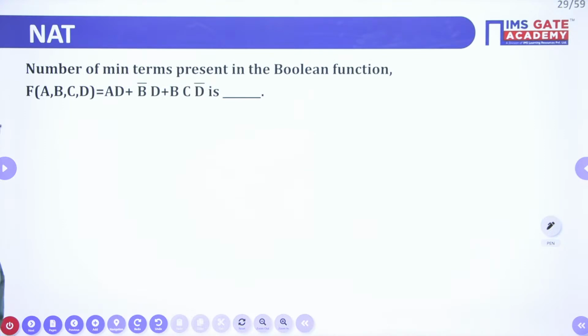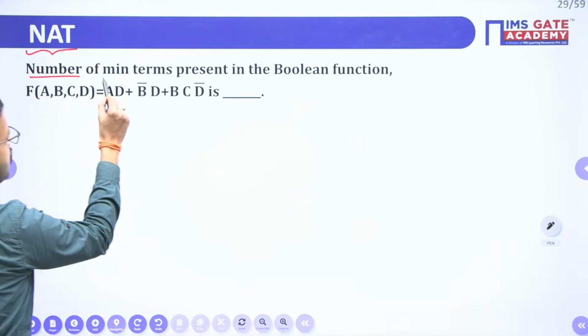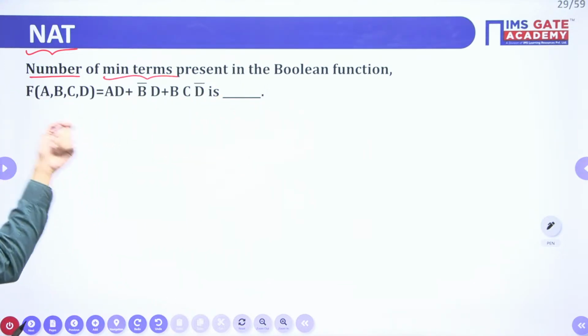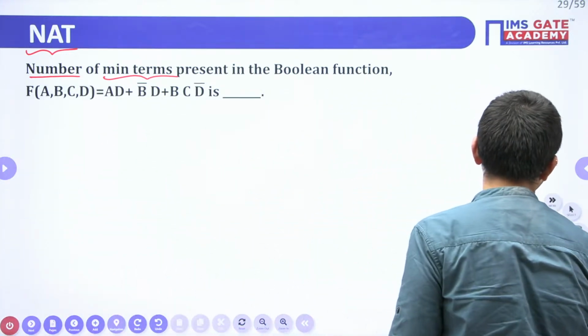Now the next question is NET. Here they are asking the number of min terms present in the Boolean function. They have given one Boolean function. In that function, how many min terms are you having? That is the question. So all of you give a try.